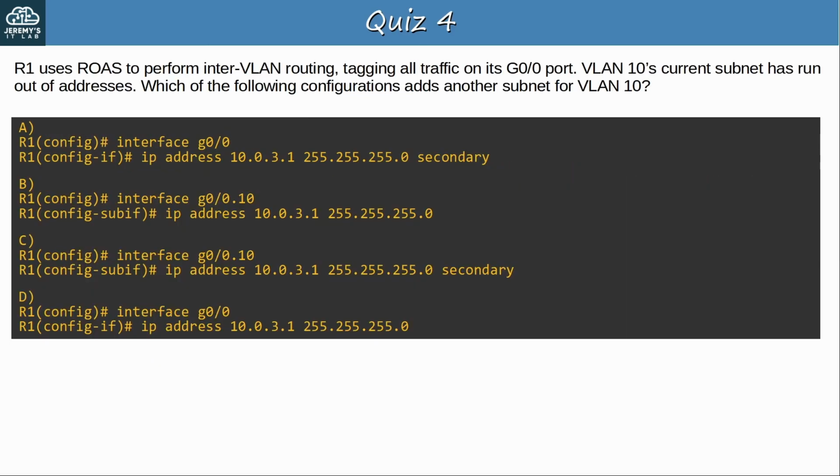R1 uses router on a stick to perform inter-VLAN routing, tagging all traffic on its G0/0 port. VLAN 10's current subnet has run out of addresses. Which of the following configurations adds another subnet for VLAN 10? Pause the video now to think about the answer.